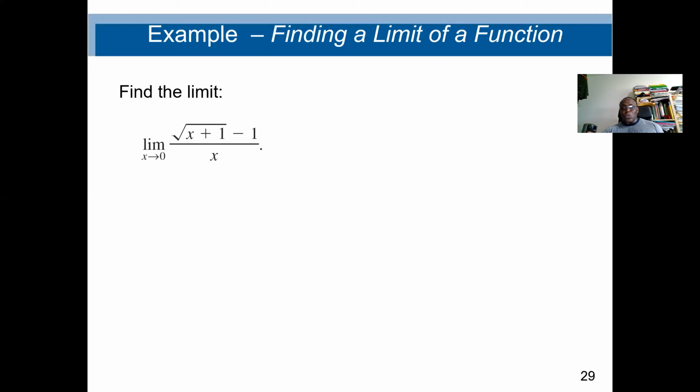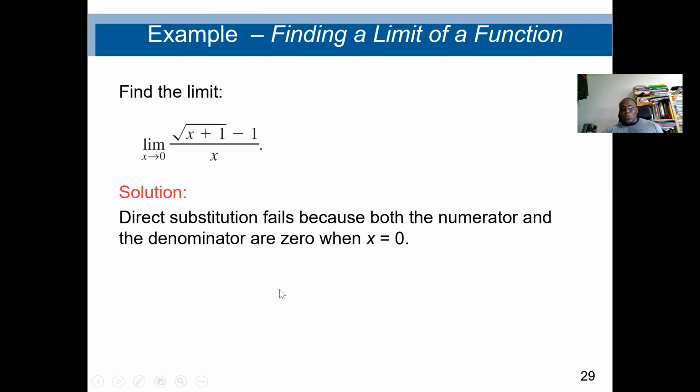We have a difference of two squares now. So the answer will be square root of s plus 1, all squared, minus 1 squared. And that will remove the square root. Square and square root cancel. Then remember the bottom also, since we multiply the top by square root of s plus 1 plus 1, we're going to multiply x by square root of s plus 1 plus 1.